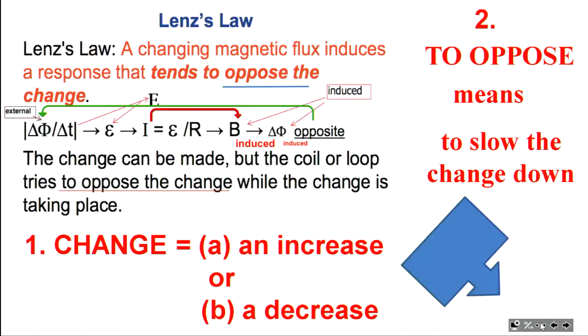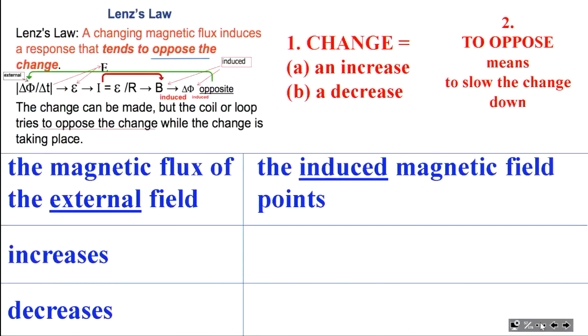So if it increases, we want to slow it down. If it decreases, we want to slow it down. But in order to slow down an increase, we have to point the induced magnetic field opposite to the external. In order to slow down a decrease, we have to point the induced magnetic field in the same direction.